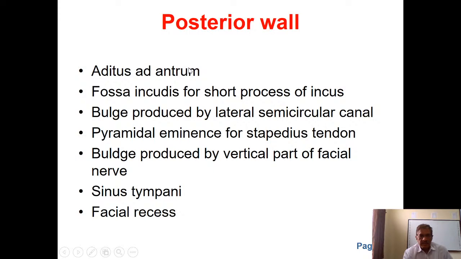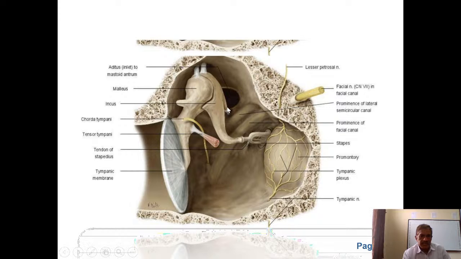So we have read about the aditus. It's the connection from the posterior wall of the epitympanic recess, and connects the mastoid antrum, which is the big air cell. The fossa incudis, where the short process of the incus is attached, is there. That is the short process of the incus, and that is the aditus. And that is the pyramid, and that is the stapedius tendon.